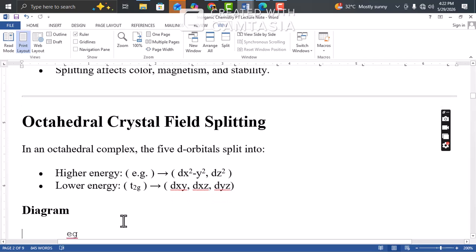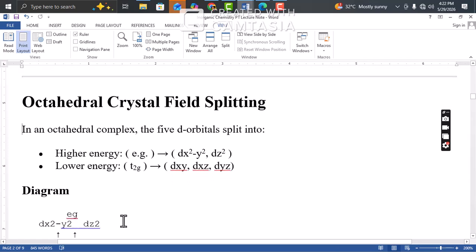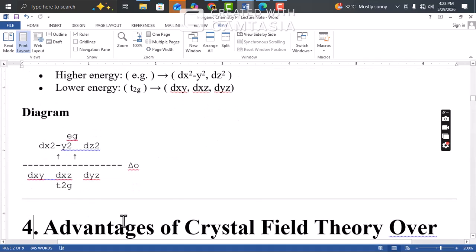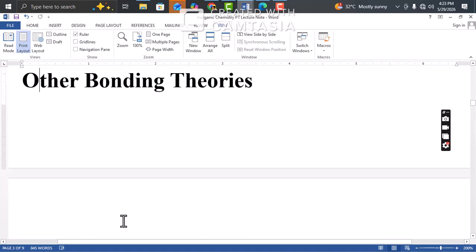I will explain this further in class, but here you have an octahedral complex. For it to form the complex, there must be d orbital splitting. So the d orbital is going to split into high energy and low energy. At the higher energy level, you have dx square minus y square and dz square, both of which are called Eg. And for T2g, you have dxy, dxz, and dyz. I'll draw a proper diagram in class, so we should have a class for this.